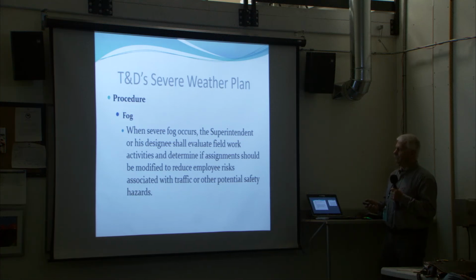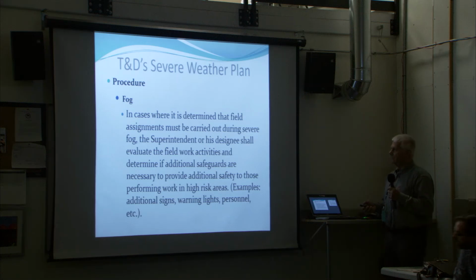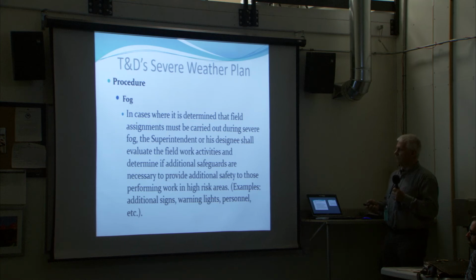This is for fog, the procedure for fog. When severe fog occurs, the superintendent or his designee shall evaluate field work activities and determine if assignments should be modified to reduce employee risk associated with traffic or other potential safety hazards. In cases where it's determined that field assignments must be carried out during severe fog, the superintendent or his designee shall evaluate the field work activities and determine if additional safeguards are necessary to provide additional safety to those performing work in high-risk areas.